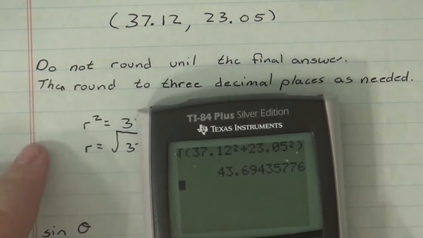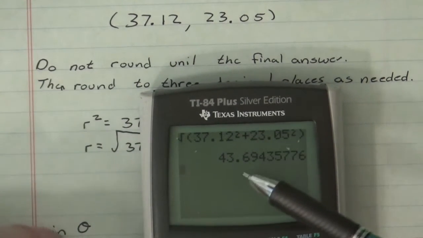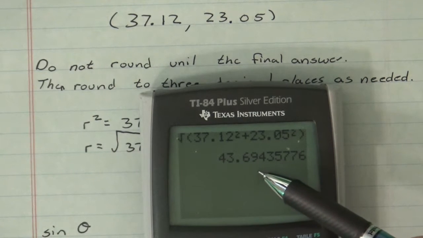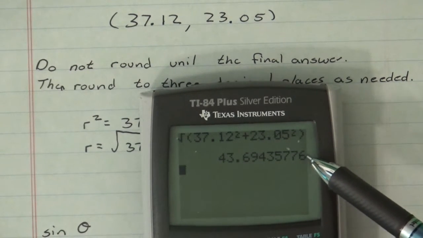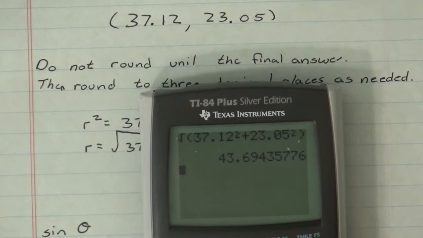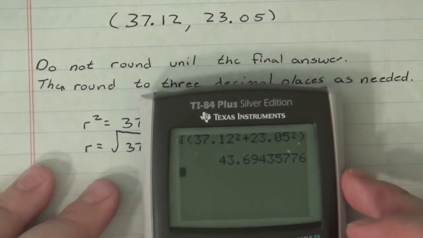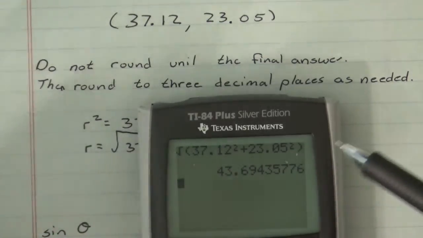We solve and we find out that r is this really weird number, 43.69435776. Alright, now I want you at the very end to round, but I've told you not to round at all.